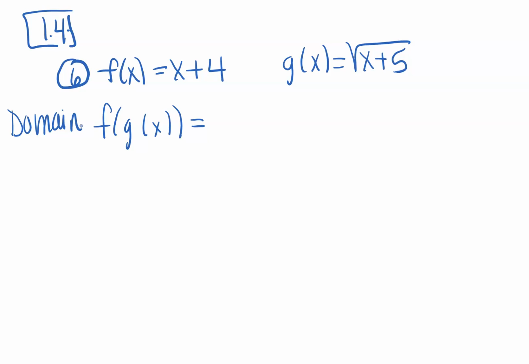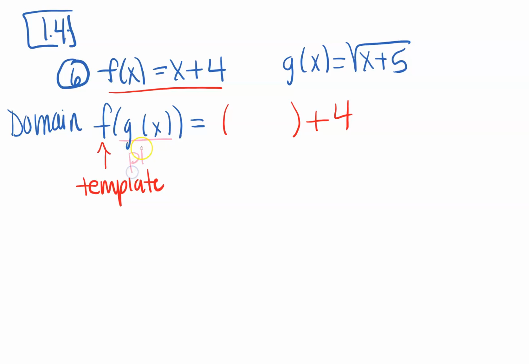When we're creating the composition, remember a couple of things. Remember that the first letter is going to be the template that you use to set up your equation. So I'm going to take this function here, f of x, and rewrite it as something plus 4. Then the next letter is what you plug in. So I'm going to take my g function and plug it in everywhere I had a parentheses. So I'm going to say the square root of x plus 5.